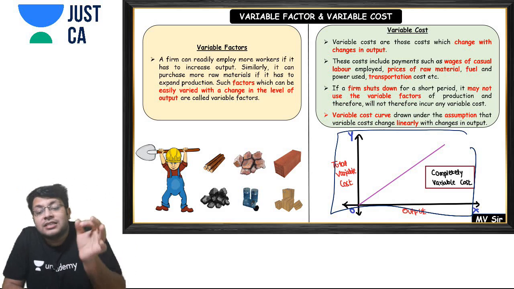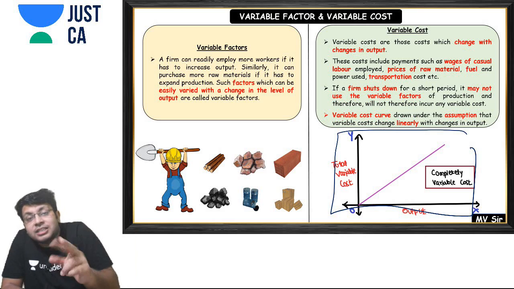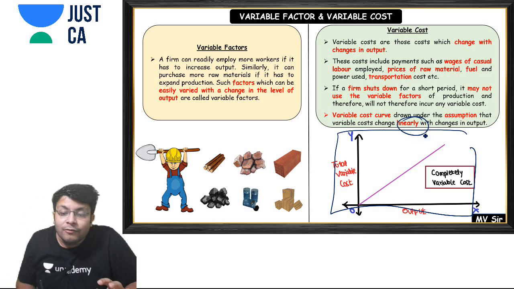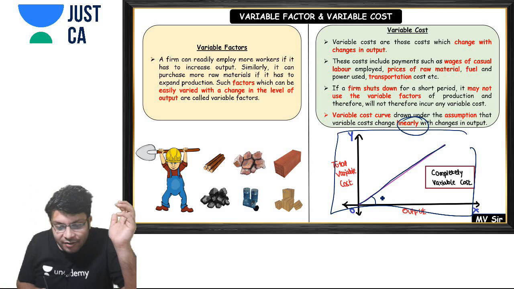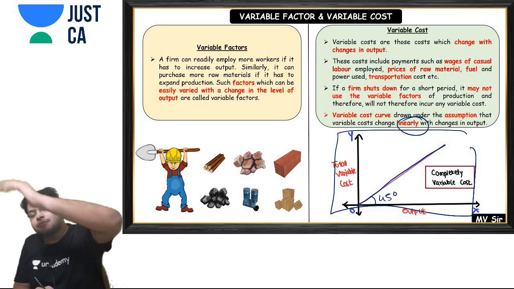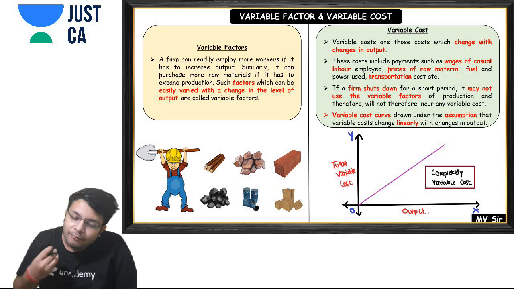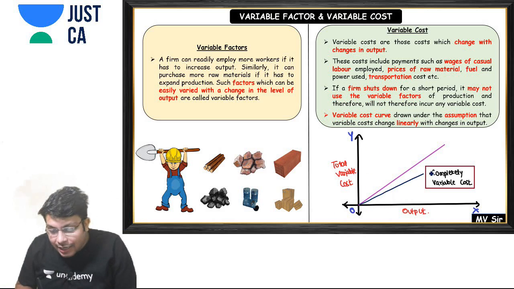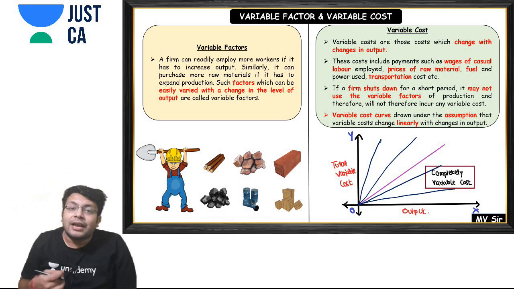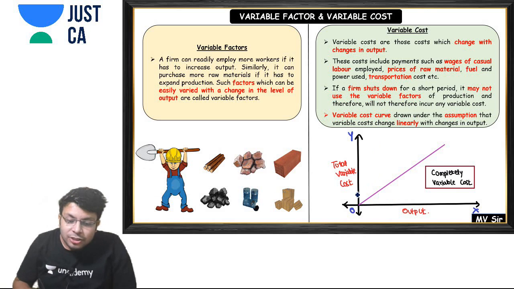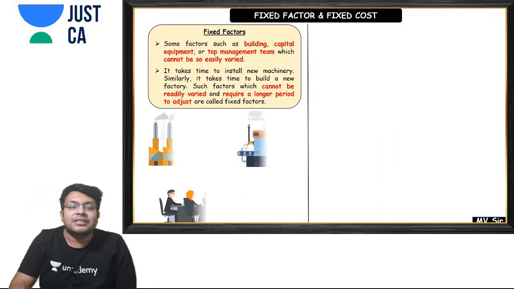Here they have taken an assumption that the relationship between both of them is linear, and only then do you get this kind of variable cost curve at exactly 45 degrees, an upward sloping curve. Your variable cost curve is always upward sloping, but it may be like this, or like this, it can be of any type. Here we have assumed a linear relationship, and that is why it is like this. Okay, next is fixed factor and fixed cost.